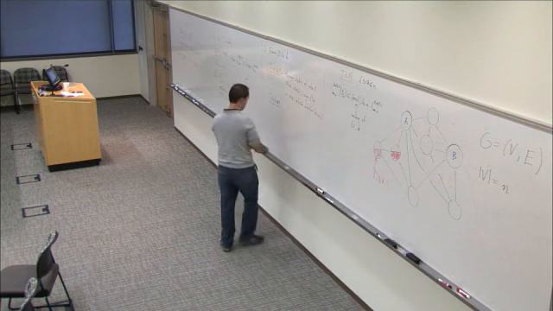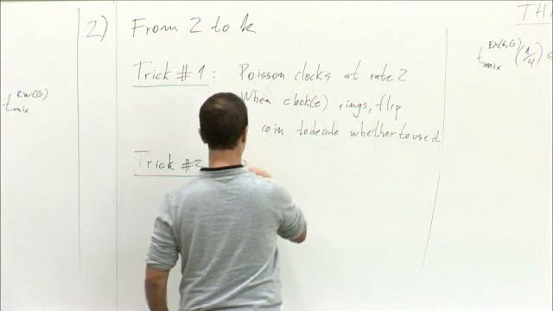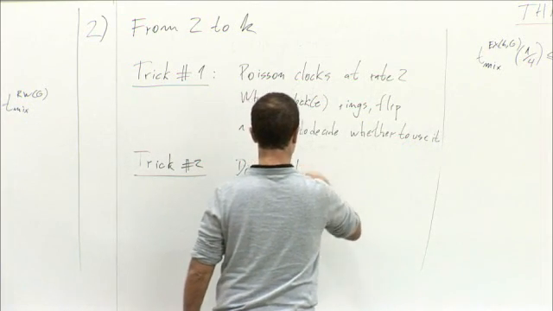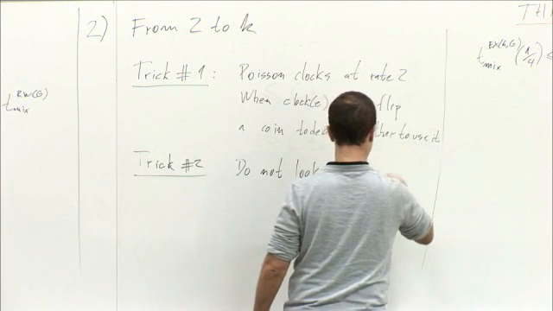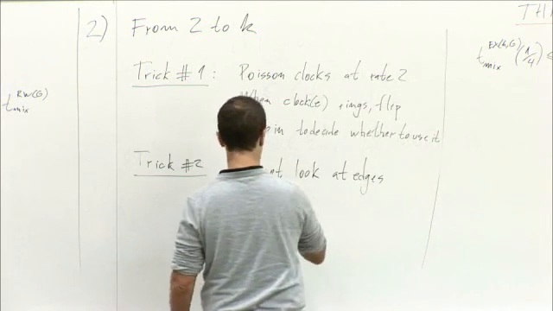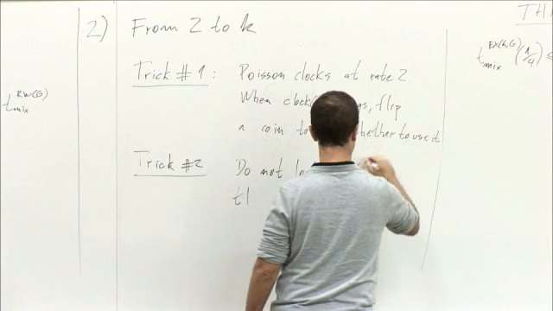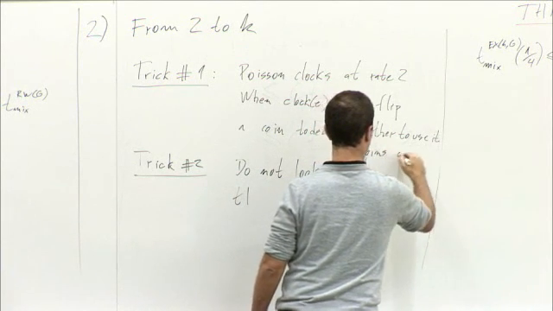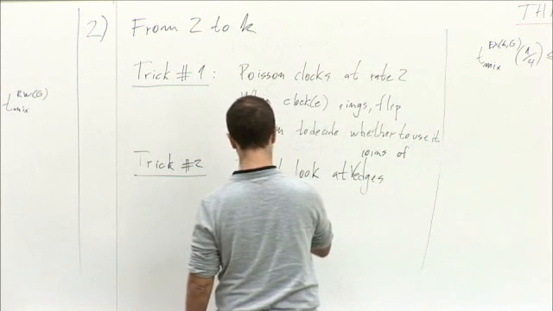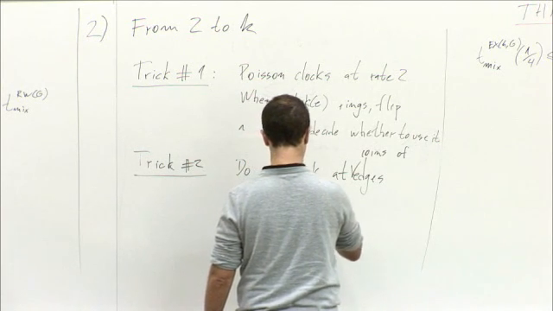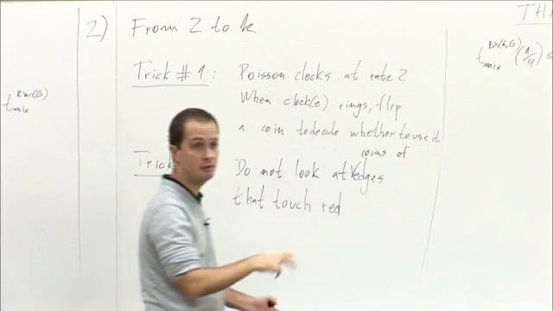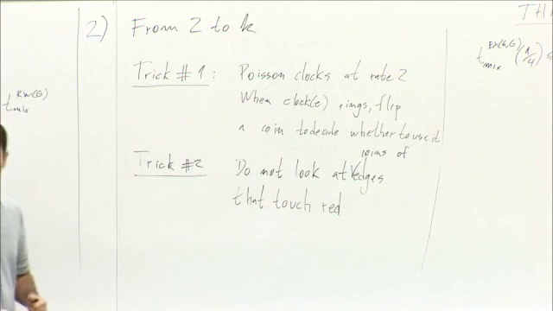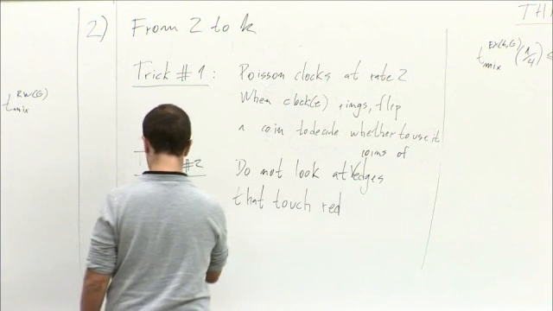And trick number 2 is do not look at edges, look at coins of edges that touch some red particle. And for the time being, we only had one red particle. Now it's disappeared. And eventually we get more red particles because we have trick number 3.